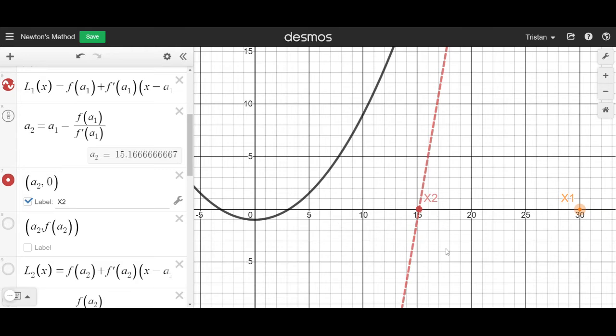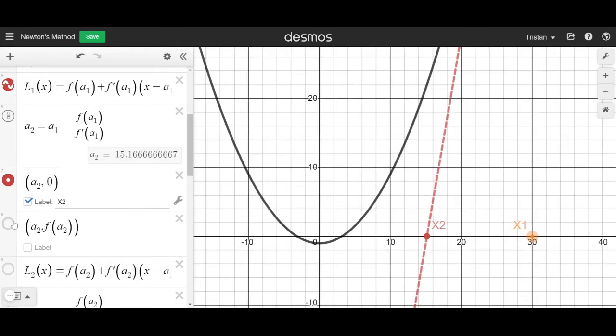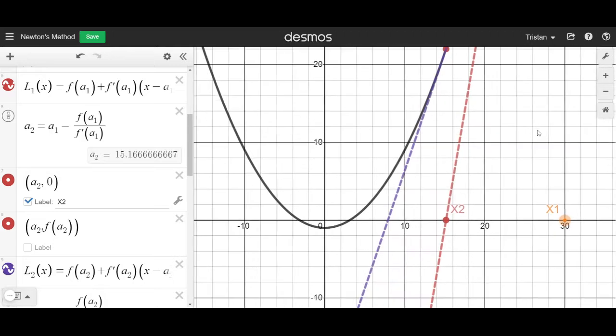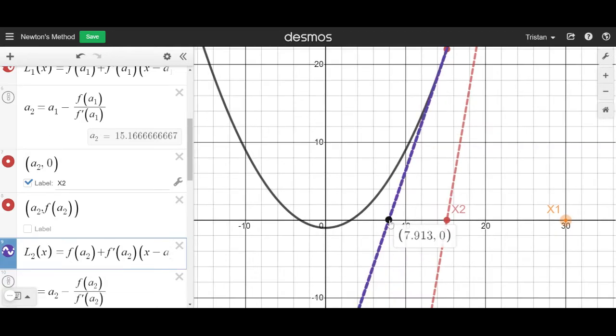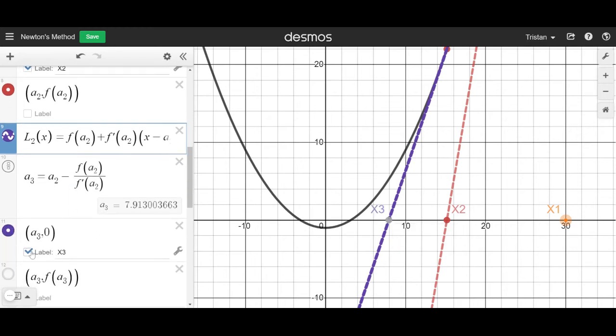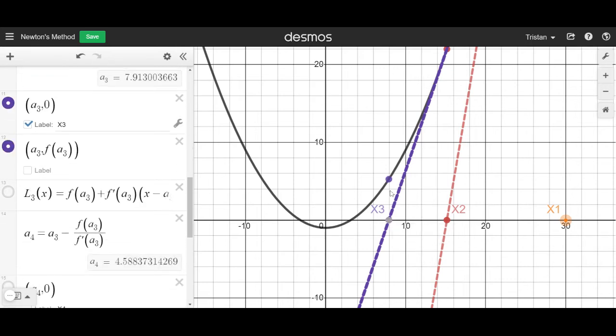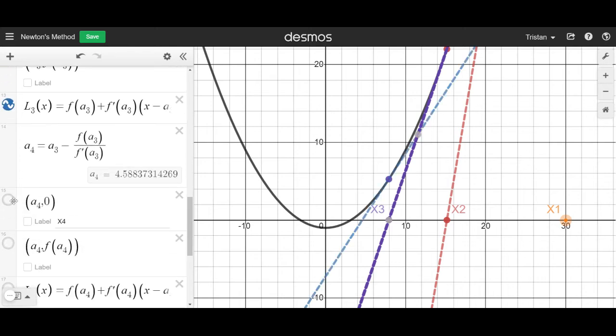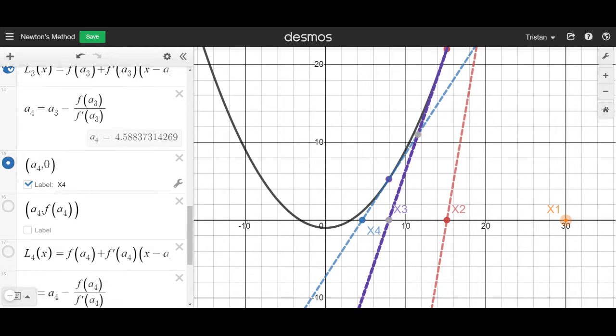And then we repeat the process. So what was the process? Find the point on the graph of the equation that corresponds to that x value, calculate the tangent line, and then look at where that tangent line crosses the x-axis. That value is our x3. Repeat: look at the point on the curve, make a tangent line, look at the x-intercept of that tangent line, and that is the next guess, x4.